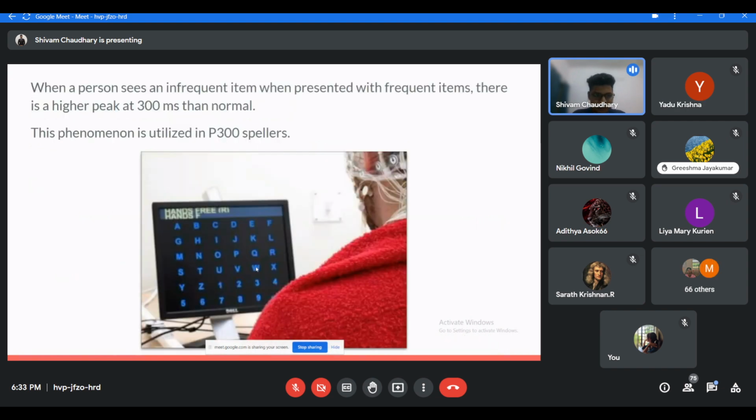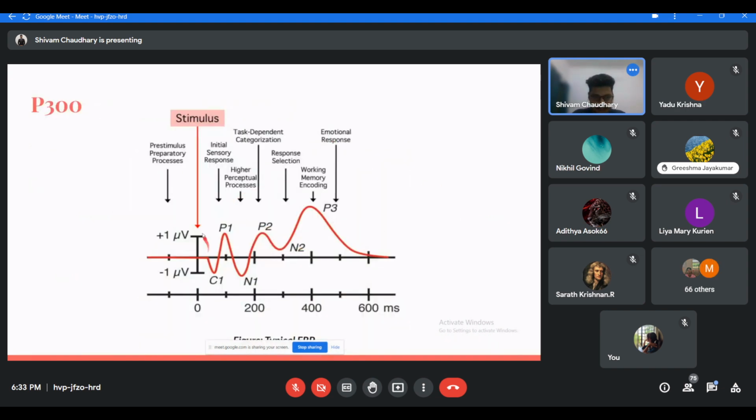So, deep into the P300, as I said, if I show you a stimulus at time zero, at 300 to 600 milliseconds there will be a wave with a high peak, which is the P300 wave, and which will be correlated with this stimulus. So how do we use it? Before I tell you how we use P300, I want to show you a video.